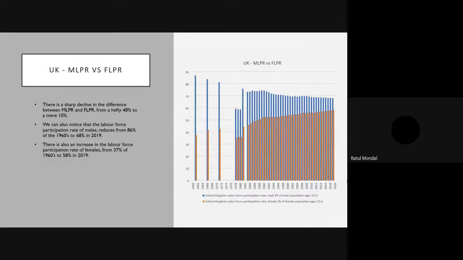Now, here on the right hand side, we are going to be comparing the male labor force participation rate versus female labor force participation rate of United Kingdom. As we can see in the graph, there is a sharp decline from a hefty 48% to a mere 10%. We can notice that the labor force participation rate of males reduces from 86% of the 1960s to 68% of 2019. This is a significant decrease in the labor force participation of males. On the positive side, we can see that there has also been an increase in the labor force participation rate of females from 37% to 58% in 2019.